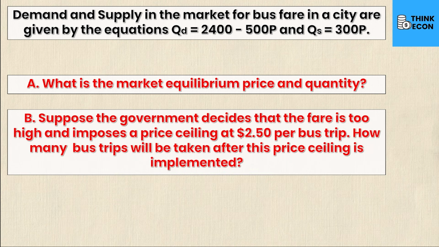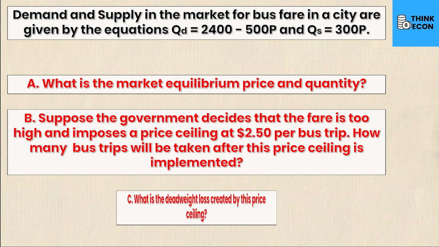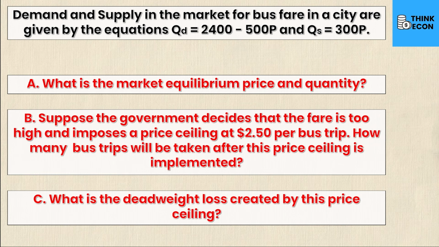Part B says suppose the government decides that a fare is too high and imposes a price ceiling at $2.50 per bus trip. How many bus trips will be taken after the price ceiling is implemented? And finally, Part C will ask what is the deadweight loss created by this price ceiling. So in this video, I will go by a step-by-step solution for this entire problem, A, B, and C. Assuming no prior knowledge, everything will be explained in the video.